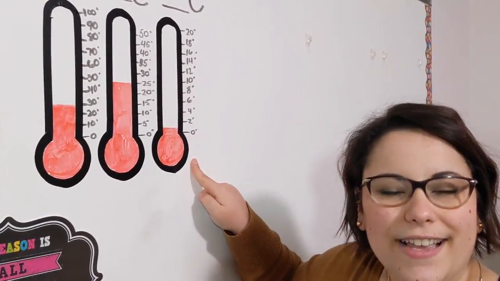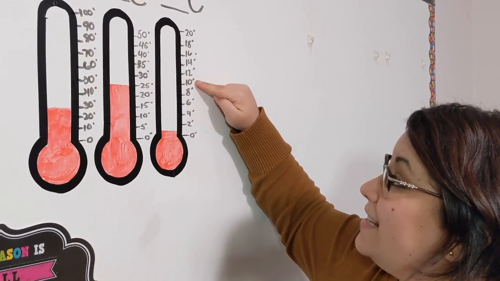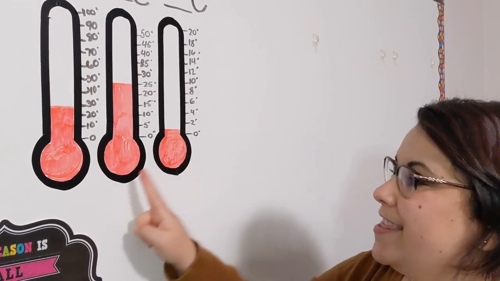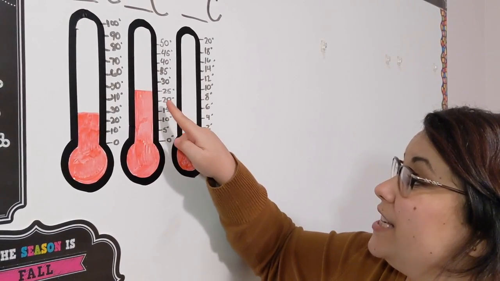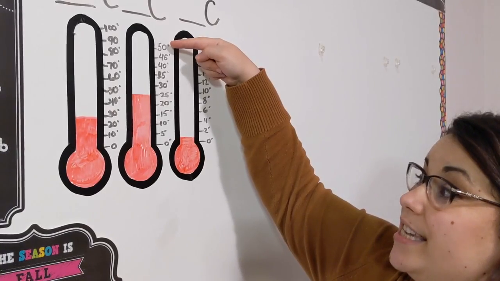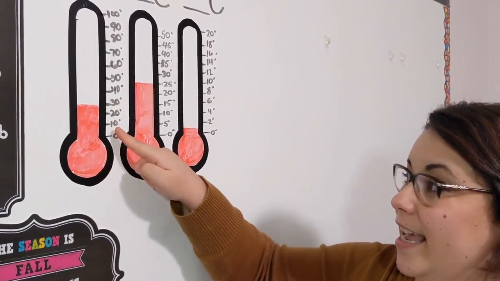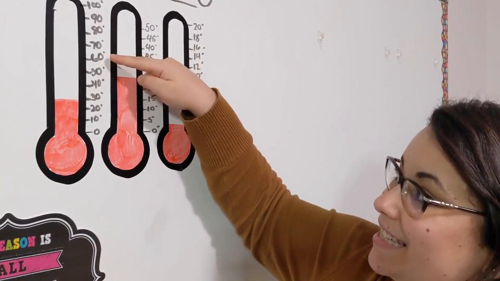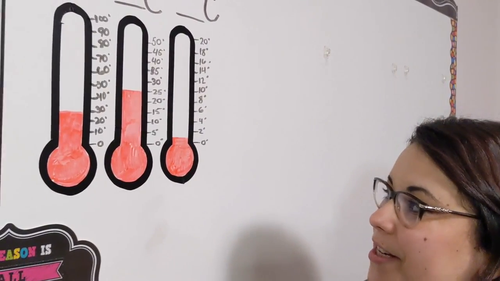This scale is counting by 2s. 2, 4, 6, 8, 10, 12, 14, 16, 18, 20. This scale is counting by 5s. 5, 10, 15, 20, 25, 30, 35, 40, 45, 50. This thermometer is counting by 10s. 10, 20, 30, 40, 50, 60, 70, 80, 90, 100.